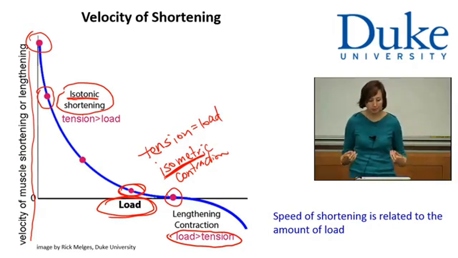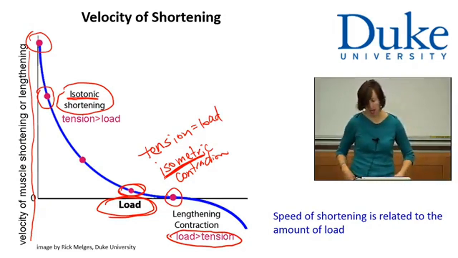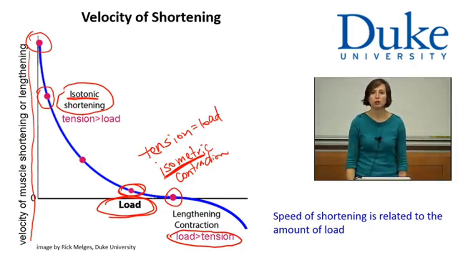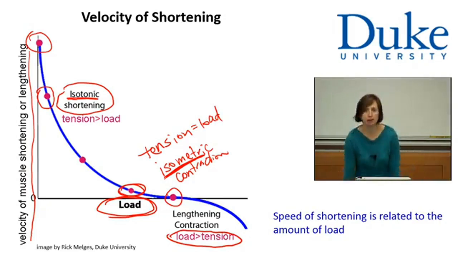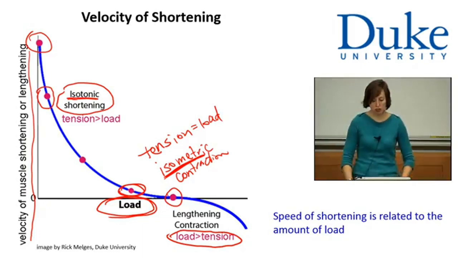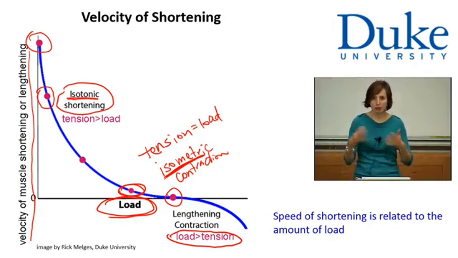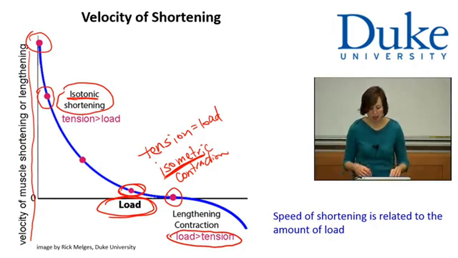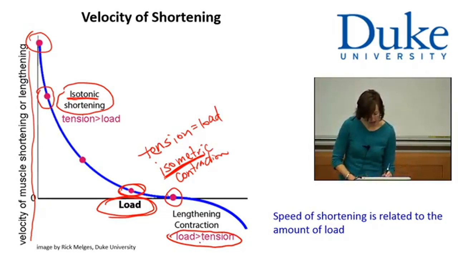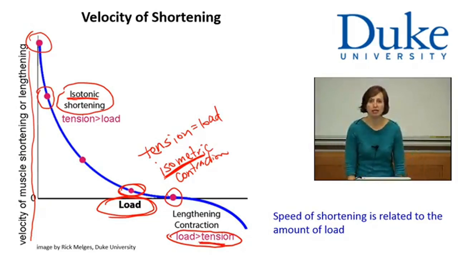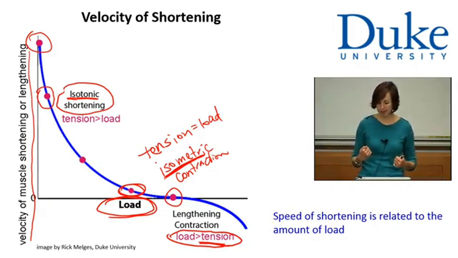Another example of a lengthening contraction happens in your quadriceps when you go to sit down. When you sit down, you don't just relax all your muscles and slam into the chair. You ease yourself into the chair, and you're contracting your quadricep muscles, but they are lengthening to be able to lower you into your seat. And so you make the tension less than the load of your body so that the muscle gets longer, but that you ease yourself into your chair.